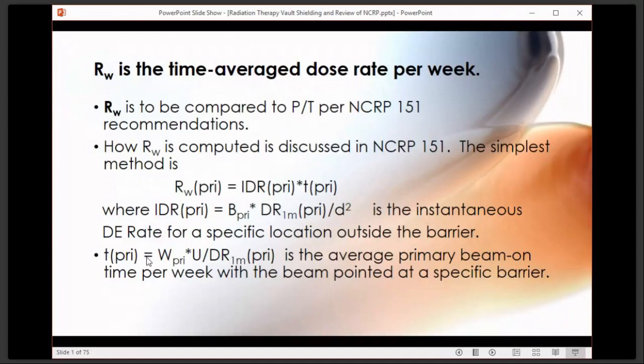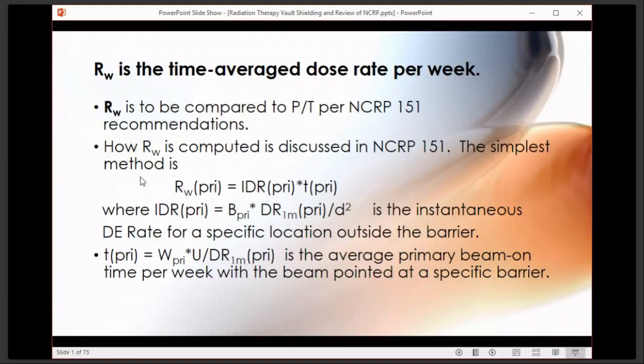And the time the beam is pointed toward that particular barrier is our primary barrier workload times the use factor for the primary barrier in question divided by the instantaneous dose rate at isocenter. That gives you the number of minutes per week the beam is on.